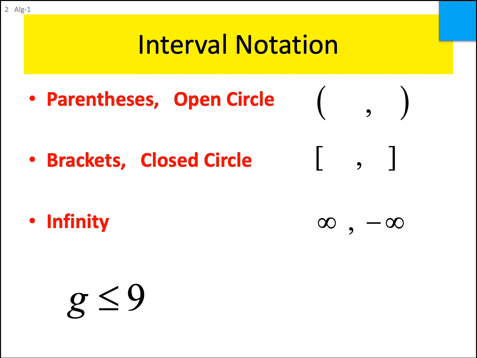Okay, let's see. It says G is smaller than or equal to 9. If G is smaller than 9, then the numbers that are smaller than 9, well, that'd be negative infinity. And then it goes all the way up to 9. So infinity always gets a parentheses, and 9, you got to look at the symbol. It's less than or equal to, it gets a bracket.